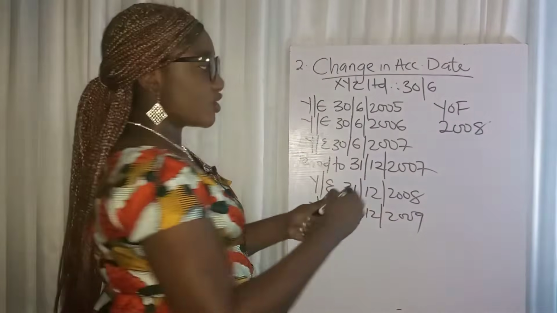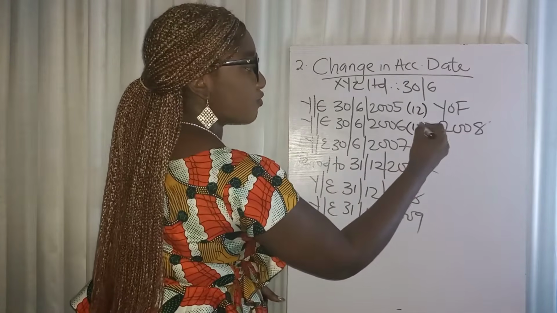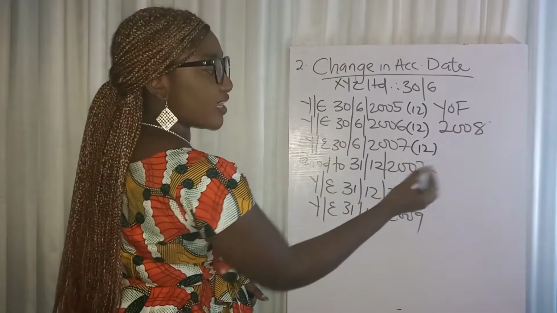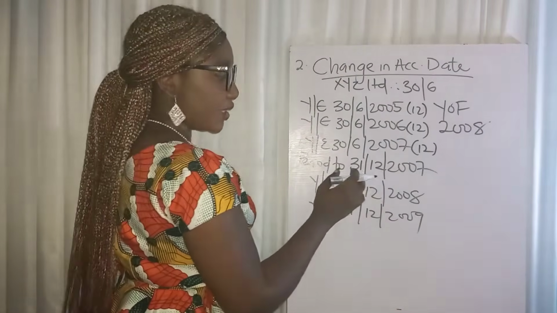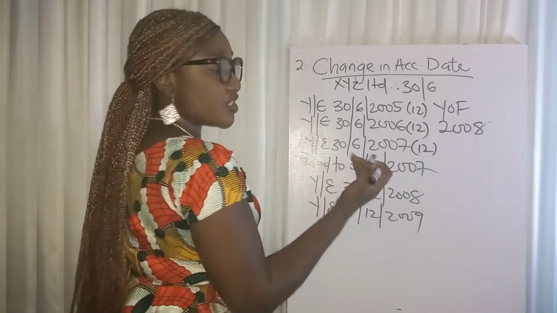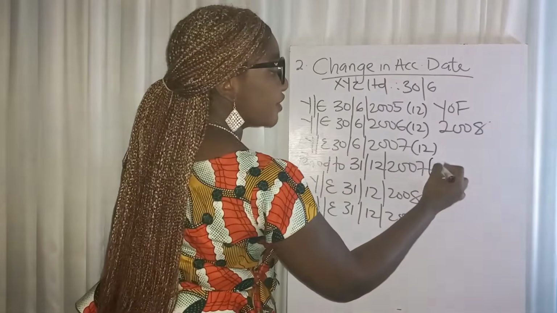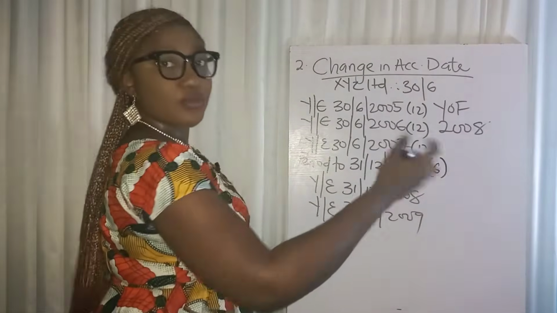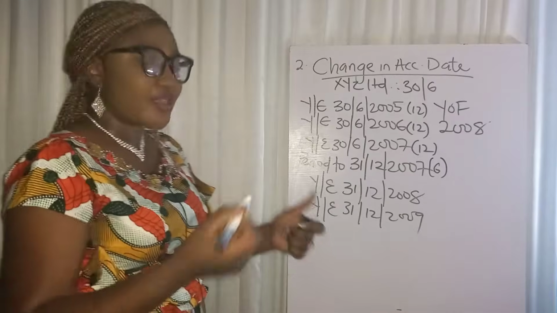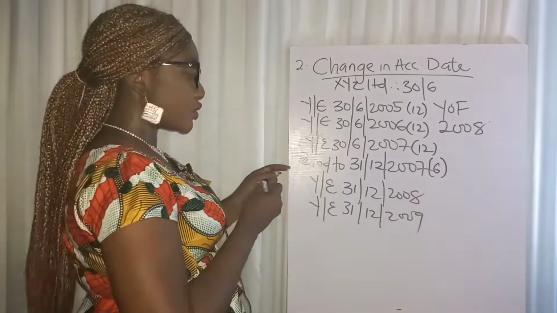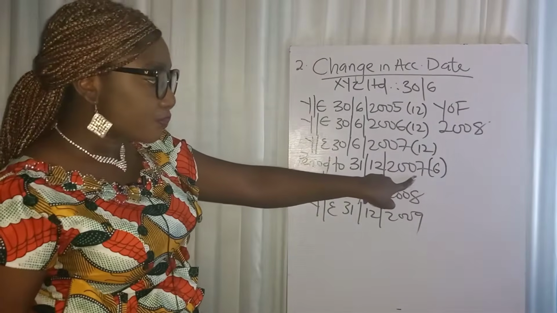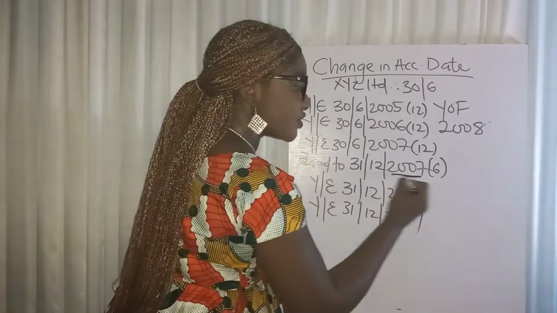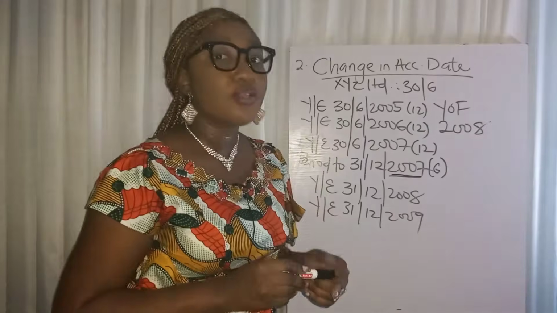Do you understand? So this one was 12 months, 12 months, 12 months. They were reporting like that, then at this point they said they want to change. They want to start reporting at 31st December. They want to change the accounting year end to 31st December. Then they have 6 months here. Sometimes it could be 18 months. It could be 25 months. It could be anything, but it won't be 12 months. Once you see a period to, it is not 12 months. So this is not the year of failure. 2007 is not the year of failure. The year of failure is 2008.